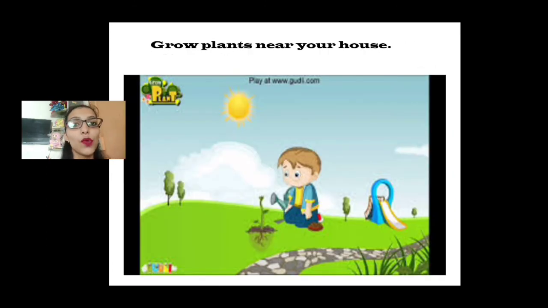Now the last point is growing plants near your houses. Growing plants near your houses means you should grow the plants near your house. Yes, so this is how you should clean your house. When you plant more trees, you may get oxygen, and even you may get different types of fruits or flowers near your house. So here we end up with our chapter, that is houses around us.